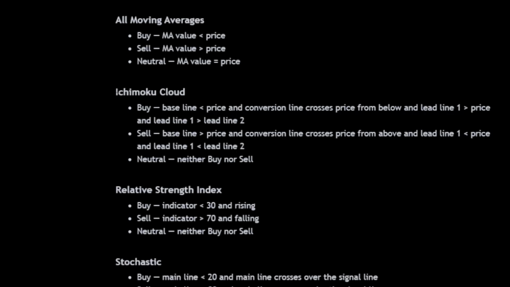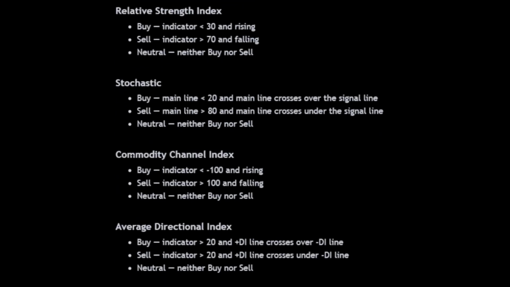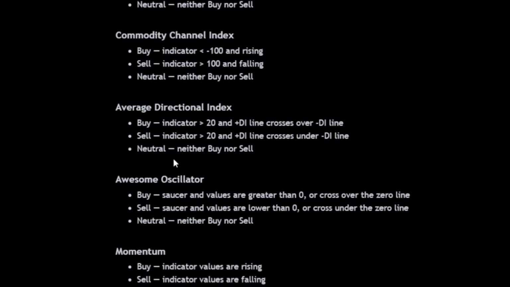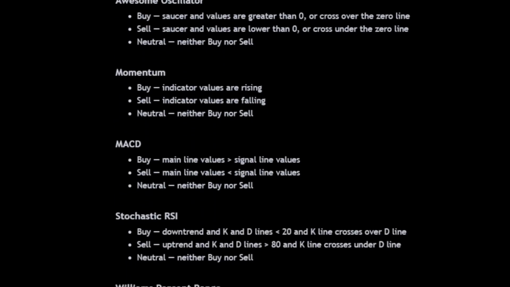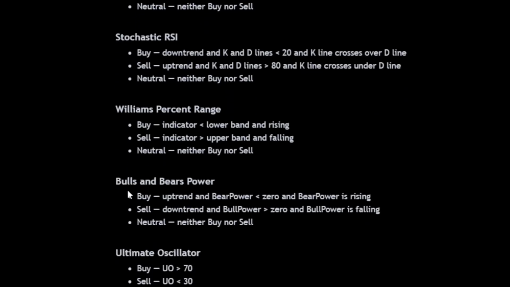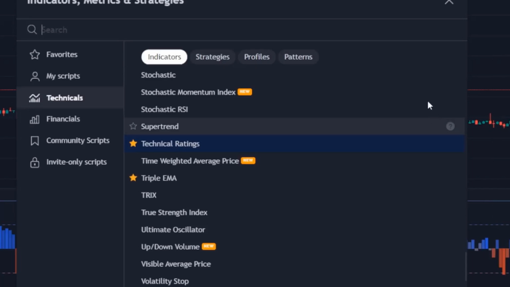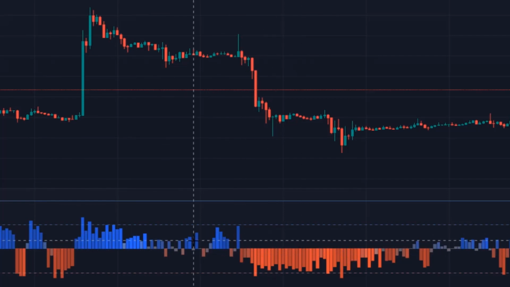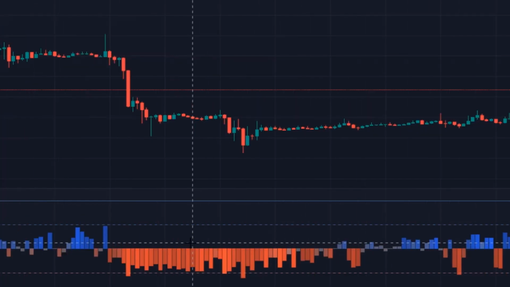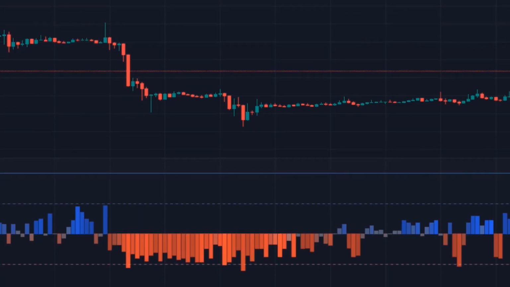It includes all moving averages, the Ichimoku Cloud, the RSI, the stochastic, the commodity channel index, average directional index, awesome oscillator, momentum, MACD, stochastic RSI, Williams percent range, bull and bear power, and the ultimate oscillator. All of this is included in the indicator and was simply packed into gray, blue and red lines. Unbelievable. And you'll see how brilliant it is when you use it in combination with another indicator, which I'll introduce to you in a moment.